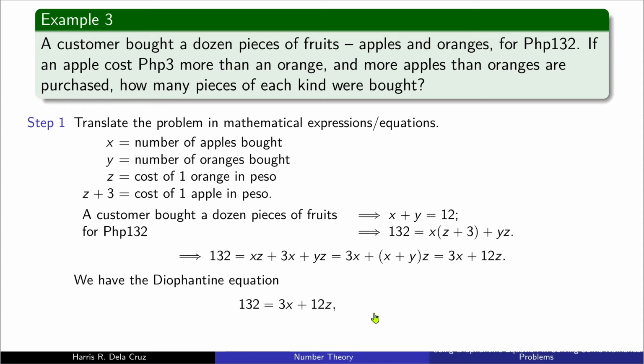Or, since all of the numbers are divisible by 3, you can divide everything by 3 and you're left with 44 equals x plus 4c. So, ibig sabihin, yung problem natin, na-translate natin into finding the solution of the equation 44 equals x plus 4c. This is a Diophantine equation kasi hindi naman pwedeng hindi integer yung bilang ng apples tsaka ng oranges. Kaya, yung mga solution nito, yun yung mga possible solution nung problem natin.